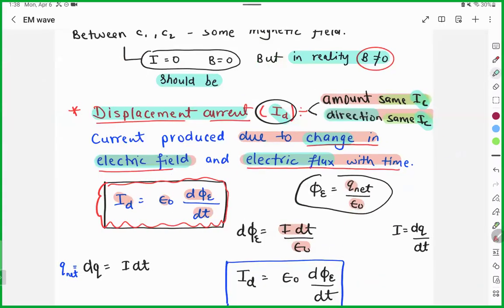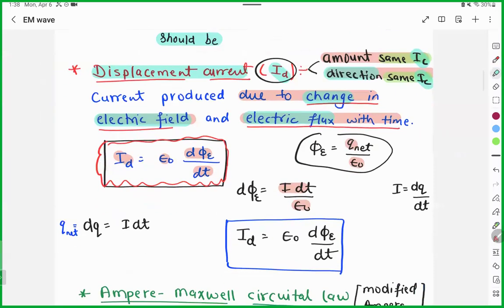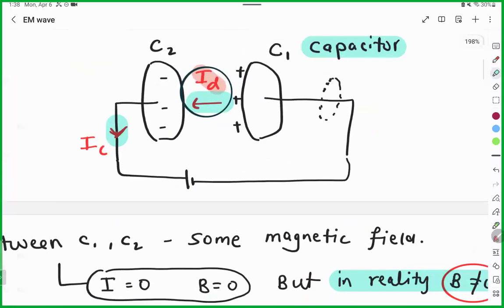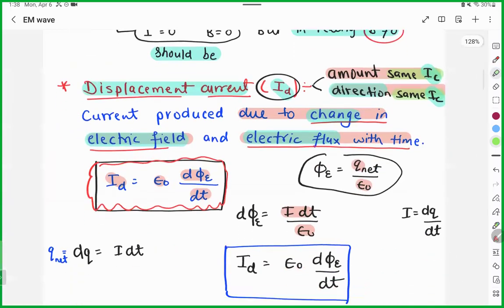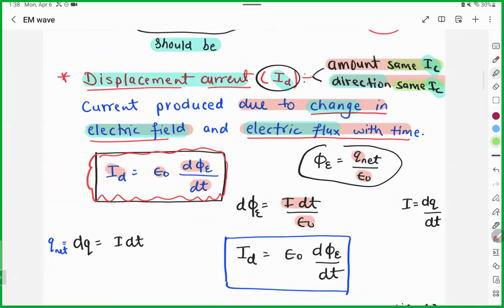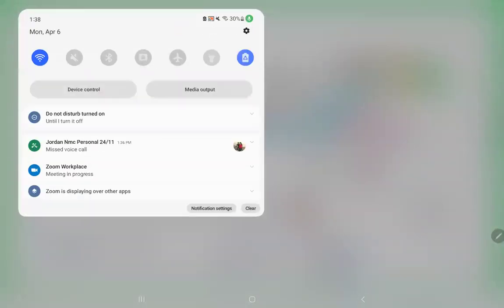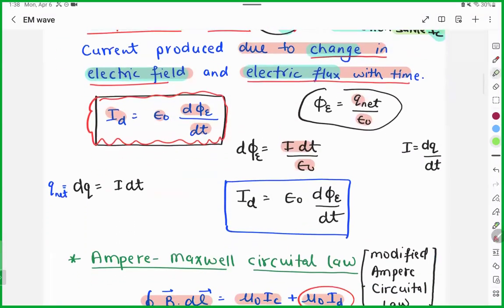Okay. So displacement current, guys. Displacement current direction is the same as conduction current. The amount is also the same as conduction current. What is conduction current? Normal current in the wire is the conduction current. Current between the two plates of the capacitor is displacement current. What is the reason for the displacement current? Change in electric field and electric flux.